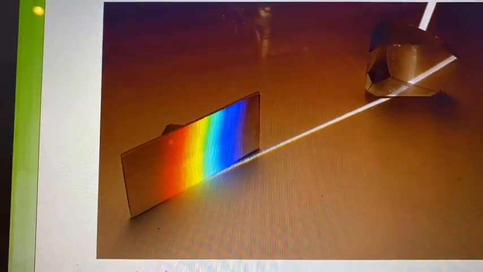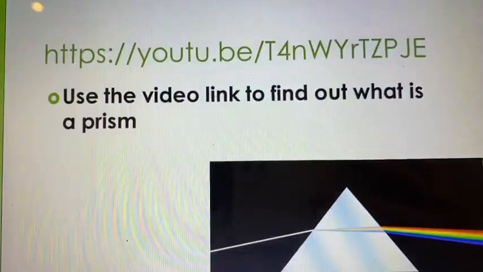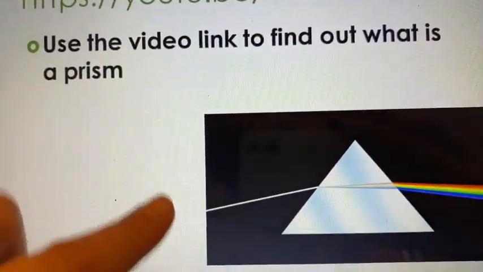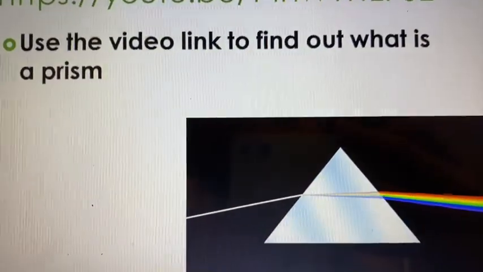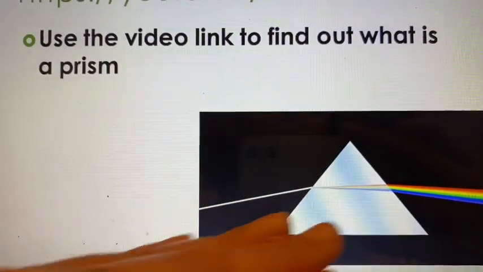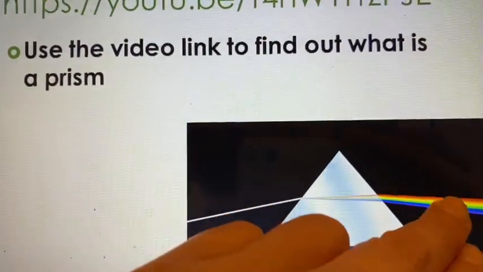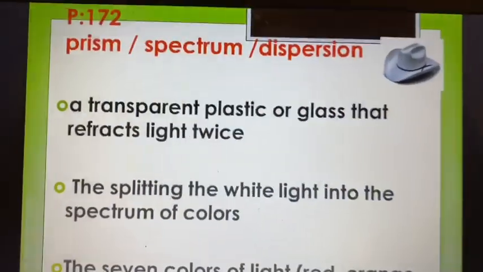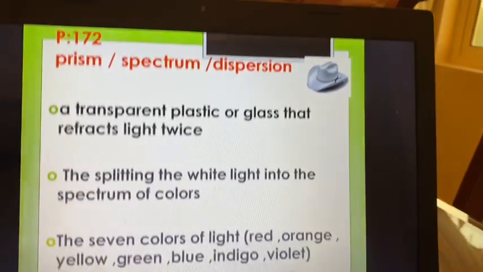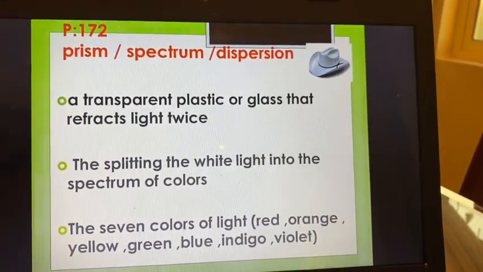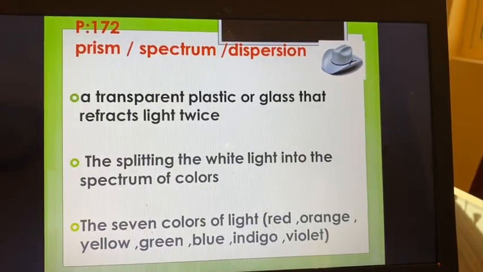Now, what does the prism do? As you can see from the picture, it refracts the light 2 times. When the light is refracted 2 times, it will change its direction. It will move slower so we can see the rainbow. Okay, so here I have these 3 new words: prism, spectrum, dispersion.